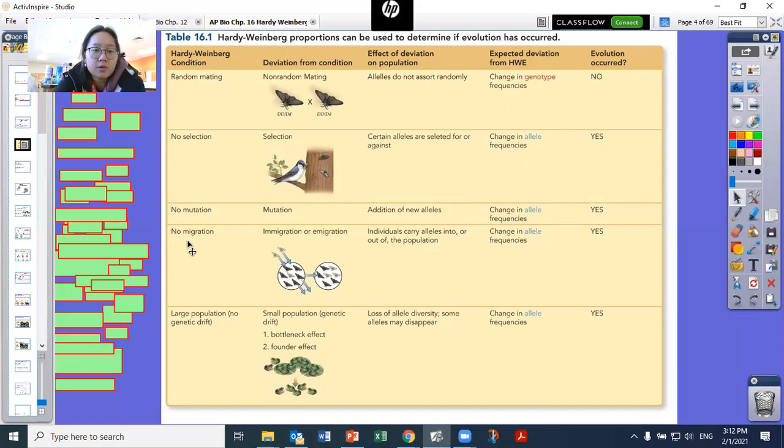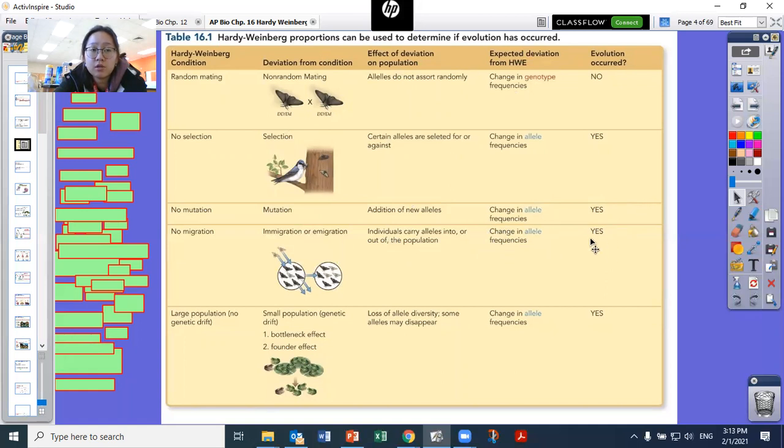The next Hardy-Weinberg condition that we're going to talk about is no migration. So if you're moving individuals between populations, you're already automatically changing the allele frequency. So if you don't allow for migration, then the allele frequencies stay the same within this population for this generation. And a deviation will be immigration or emigration, so entering or leaving. And then the effect of the deviation on population will be that individuals carry their alleles into or out of the population, right? We said before, this will change allele frequencies. This deviation will change allele frequencies and move you out of Hardy-Weinberg equilibrium. So you're no longer in that equilibrium because your allele frequencies are changing.